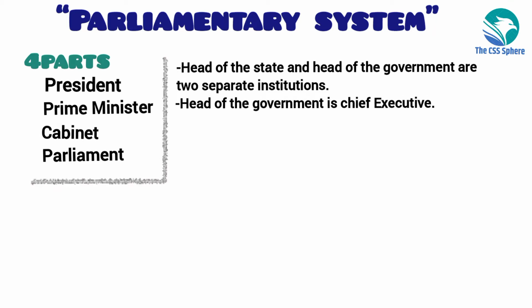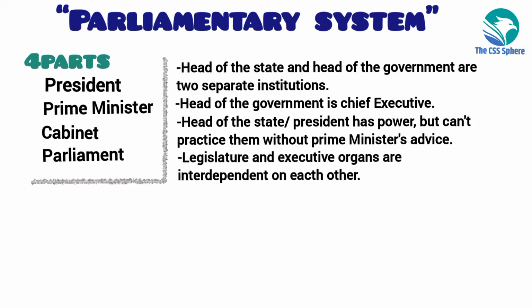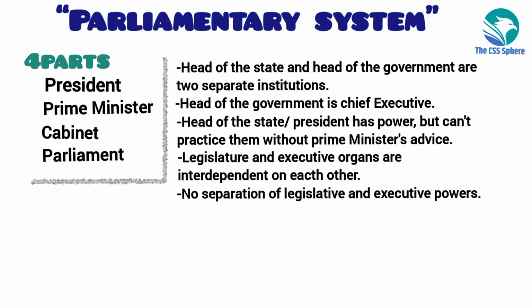In parliamentary system, head of the state may possess many powers, but in practice he cannot exercise them without advice of the cabinet or prime minister. In parliamentary system, legislative and executive organs of the state are interdependent on each other in the performance of governmental functions. There is no separation of legislative and executive powers. Every member of cabinet has a seat in the parliament.